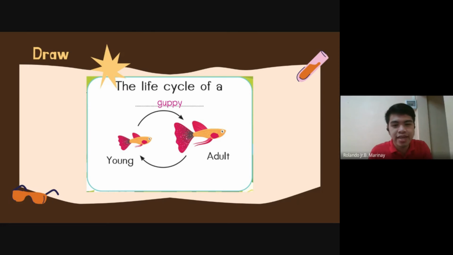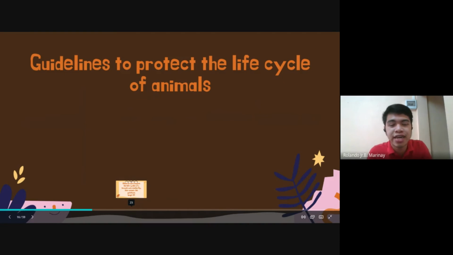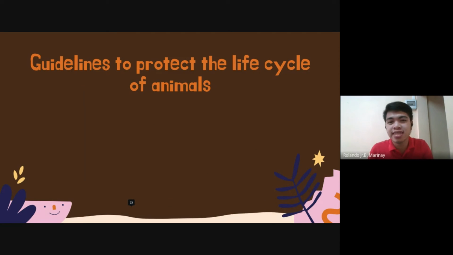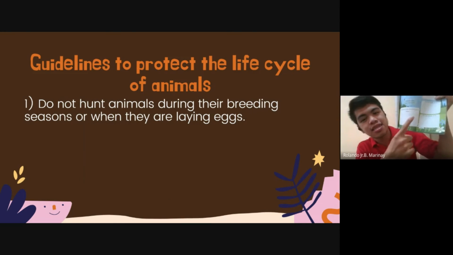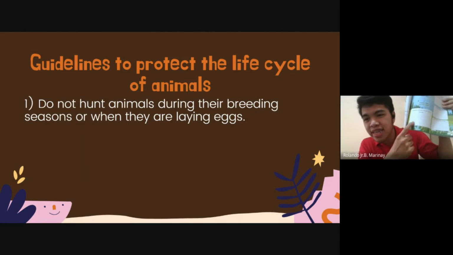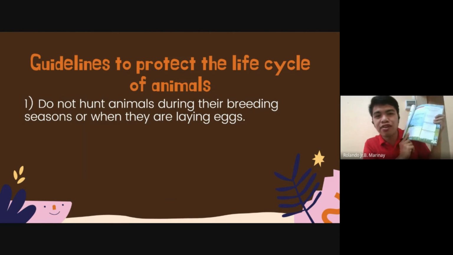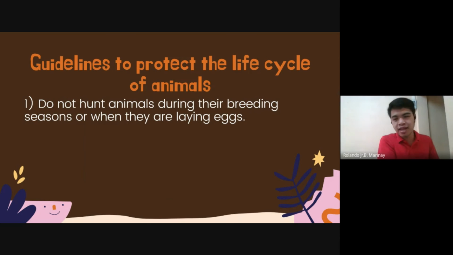Finish. Okay, next. Okay, here are the guidelines to protect the life cycle of animals. You can write it on page 47, the lower part. I will show you. Okay, this is the lower part. You're going to write here the guidelines of how to protect the life cycle of animals. For the number 1, you have 1 minute, and then 1 minute for every number.